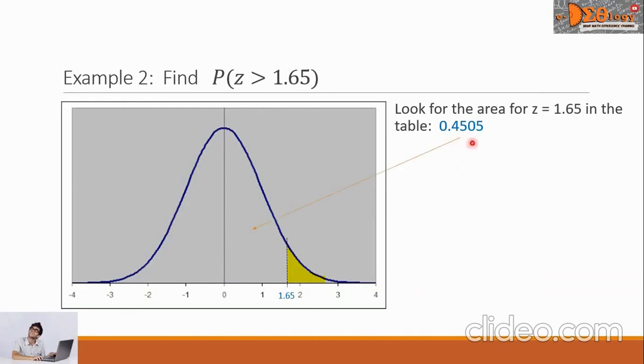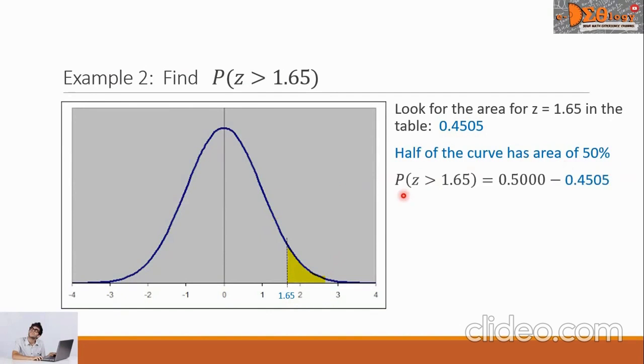and then we note that this area described from 0 up to 1.65. But we want the right tail area. Also, we say that half of the curve has area of 50%. So the probability of Z greater than 1.65, we subtract this area from 0.5, and the difference is 0.0495. This is the area of this right tail, and this is the probability.